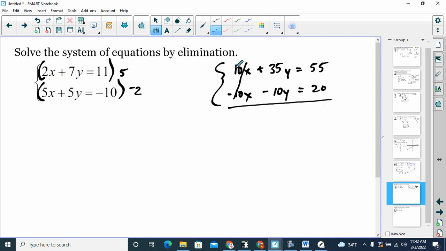10x minus 10x, gone, cancels. 35y minus 10y is 25y. 55 plus 20 is 75. Dividing both sides by 25 allows us to solve for y. I get y equals 3.